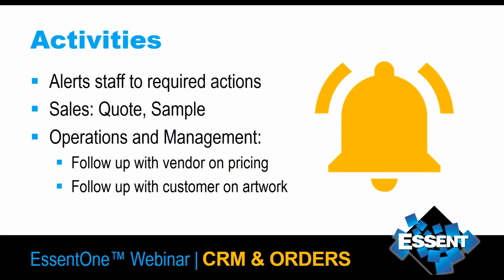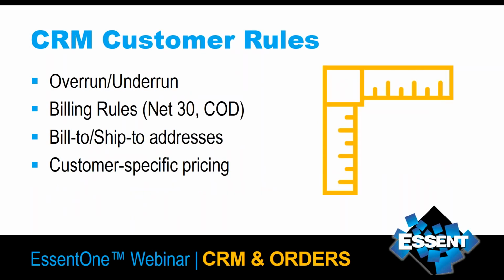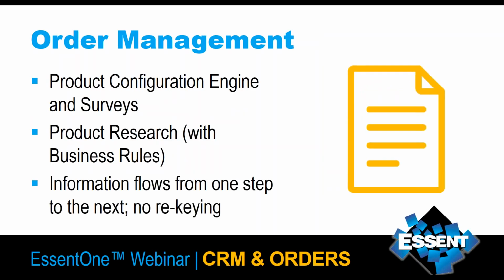We also looked at activities in your calendar of events, your to-dos, how that can assist your staff to stay on track of following up on quotes and on delivering samples, on following up with vendors for pricing or customers for artwork. We looked at all the business rules that are enforced by EssentOne: overrun, underrun rules, the accounting rules of the terms and the credit limit, how addresses were enforced, whether it's a billing address or a shipping address, and how pricing was automated based on the customer classification.